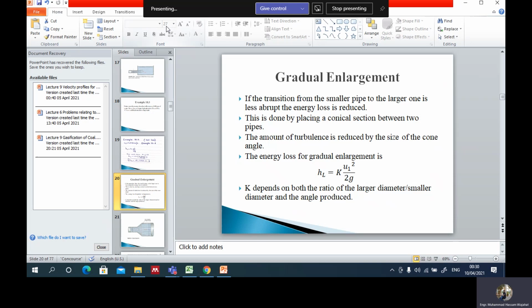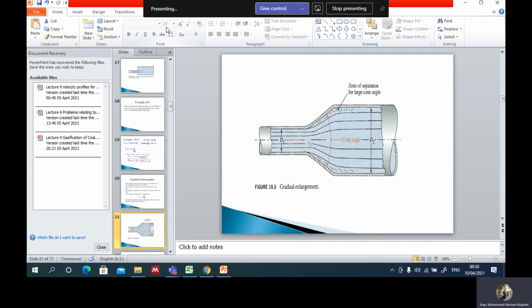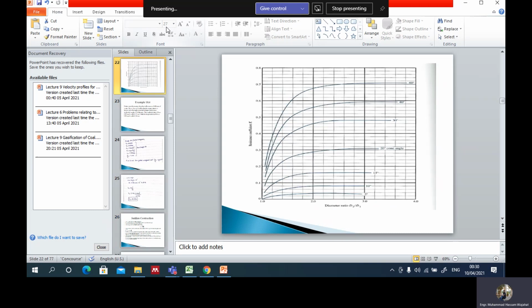And obviously, if the amount of turbulence reduces, what happens as a result? The energy loss reduces. The energy loss for gradual enlargement is calculated the same way as for a sudden enlargement. Formula wise, HL is nothing but K U1 square upon 2G. K will depend upon the ratio of the larger diameter to the smaller diameter, D2 upon D1, and the angle produced. You can see in this diagram that the flow is from a small pipe to a larger pipe with a cone angle in the middle.